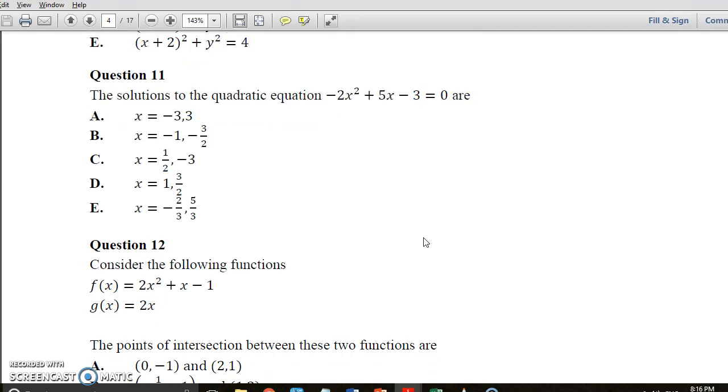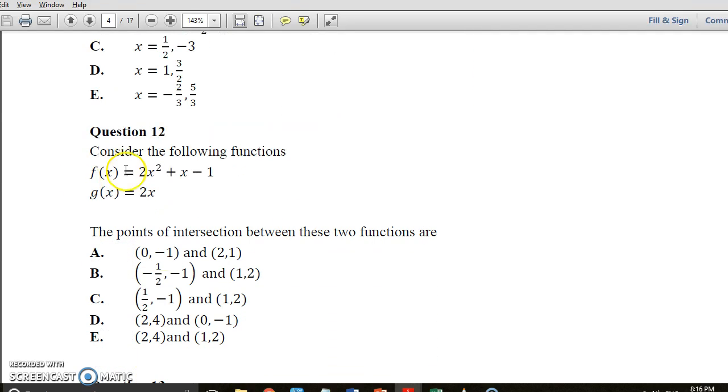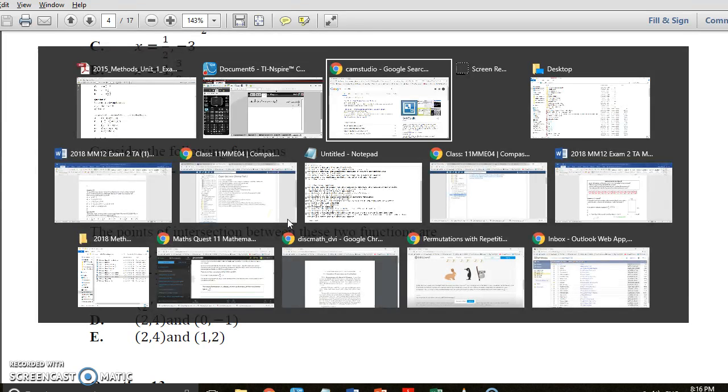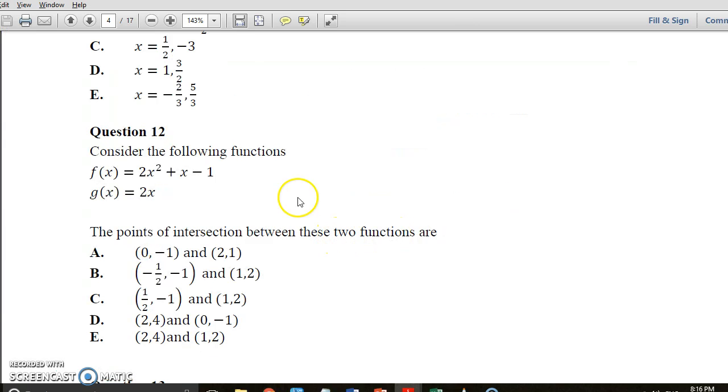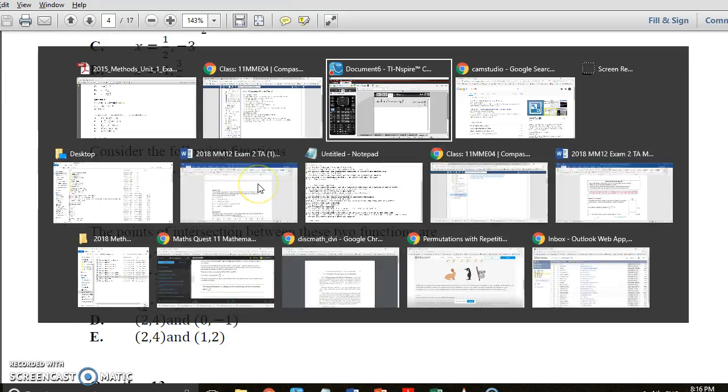Now, what else have we got? Points of intersection, that's one of the success criteria. We want to see where these two intersect. It originally says linear, so let's just check the success criteria. Here it is: I can solve linear equations. I can use graphical tools to determine where two graphs intersect. So we did that a number of ways. We can do that either graphically or with solve. So let's try these two.